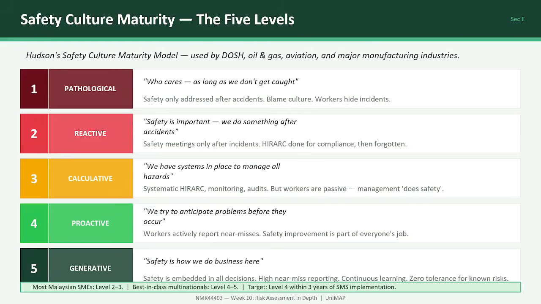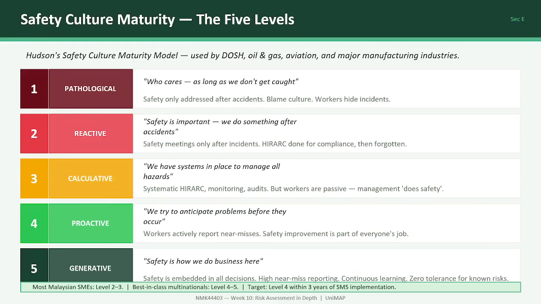Level 1, pathological. The defining belief at this level is, who cares as long as we do not get caught? Safety is only addressed reactively after accidents occur, and even then, the primary motivation is avoiding regulatory consequences rather than genuinely protecting workers. The dominant management style is blame. When accidents happen, the focus is on finding who was at fault, not on understanding the system failures that produced the accident. Workers hide incidents because they fear punishment. Near-miss reporting rate is effectively 0.